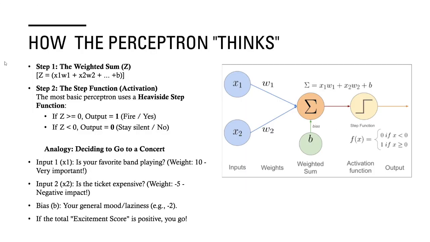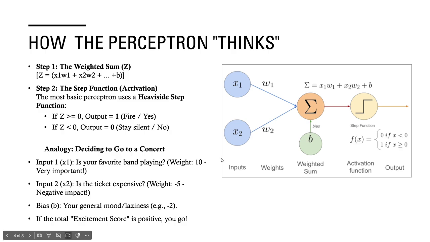So how does the perceptron think? So first we have the weighted sum, and then we have an activation function, which is basically a non-linear function, which basically says if z is greater than or equal to 0, then output is 1. If it is lesser than 0, it is 0.